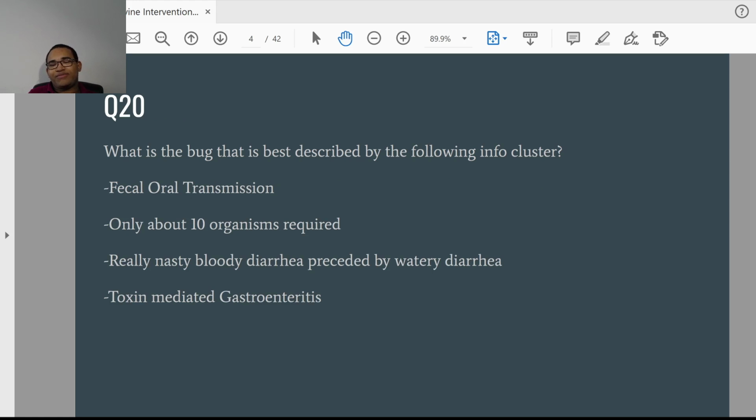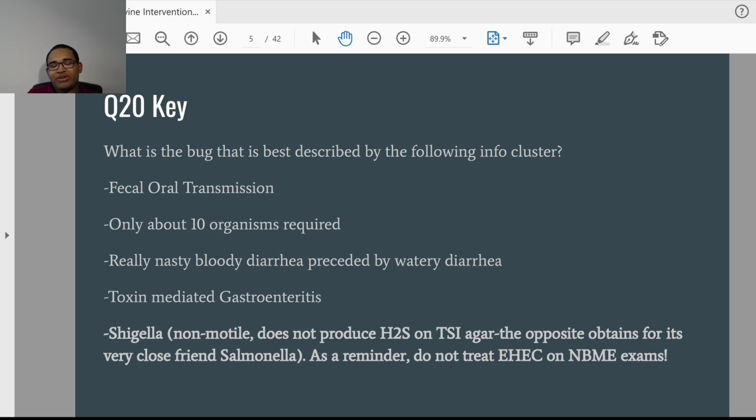Now, what is the bug that is best described by the following info cluster? So this bug has fecal-oral transmission. You only need about 10 organisms to cause havoc, right? And this bug causes a really nasty bloody diarrhea that usually is preceded by watery diarrhea, but you can just say this bug for the most part just causes bloody diarrhea. And the gastroenteritis caused by this bug is mediated by toxins. What's your diagnosis here? I hope you're telling me about Shigella, right?